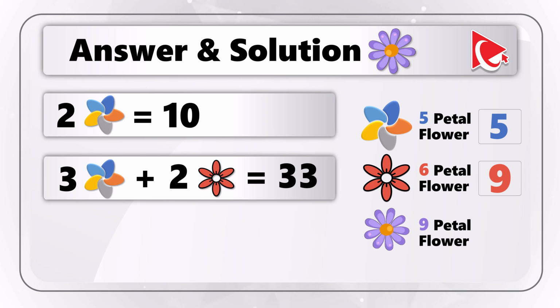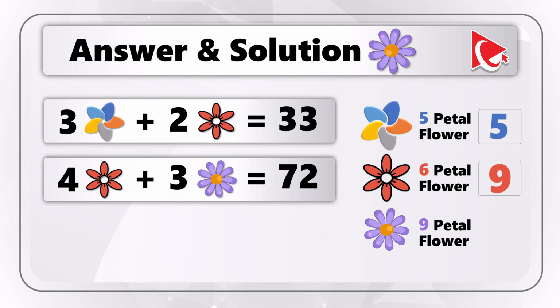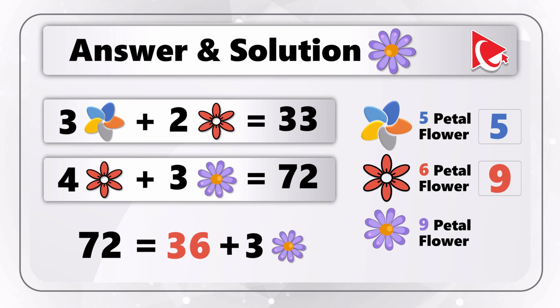At this point, we know that the value of 5-petal flower equals 5, and value of 6-petal flower equals 9, so we can look at the third expression. Third expression states that 4 6-petal flowers plus 3 9-petal flowers equals 72, which means we can build a new expression by calculating value of 4 6-petal flowers, which would be equal 36.